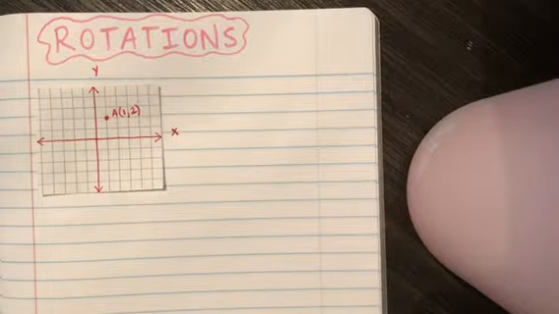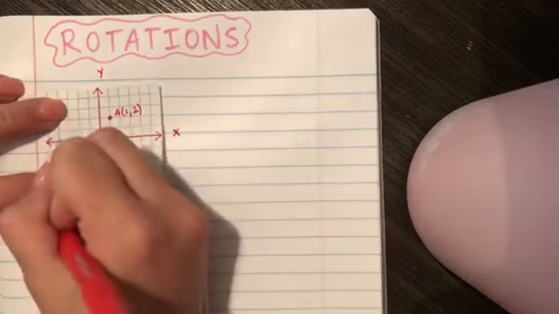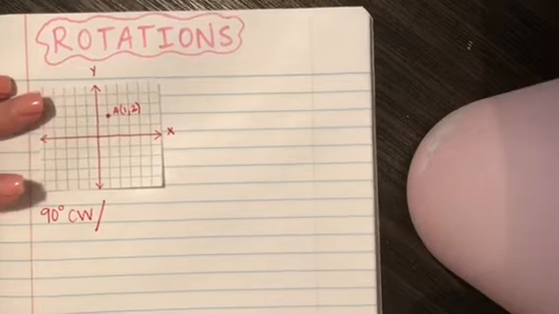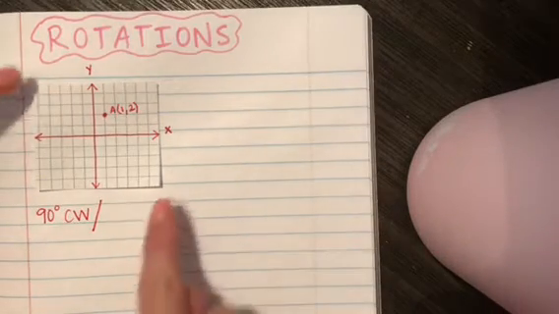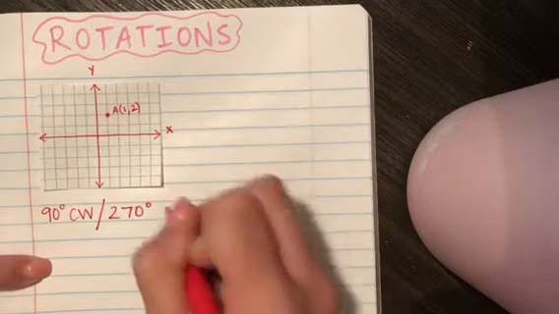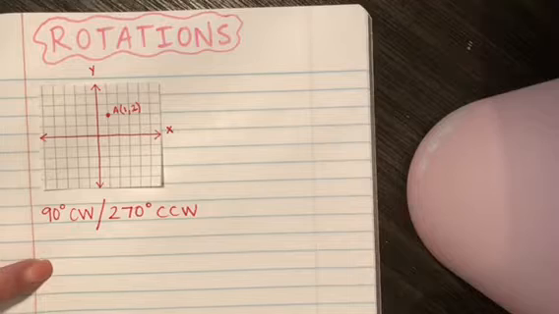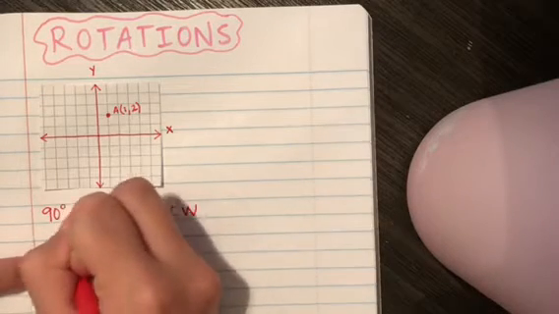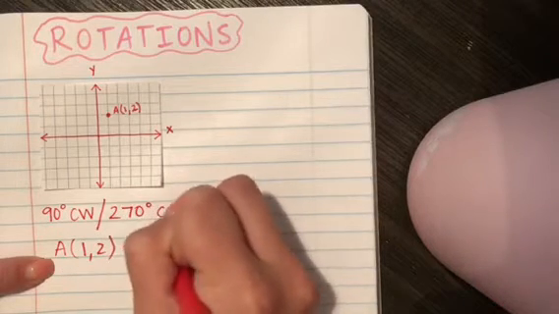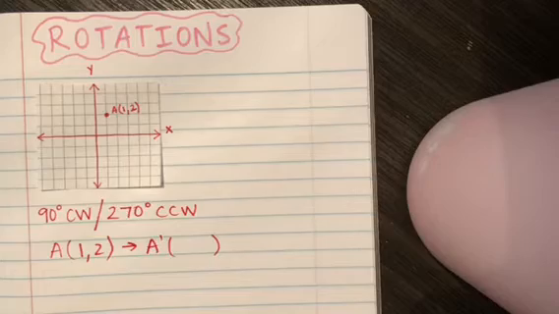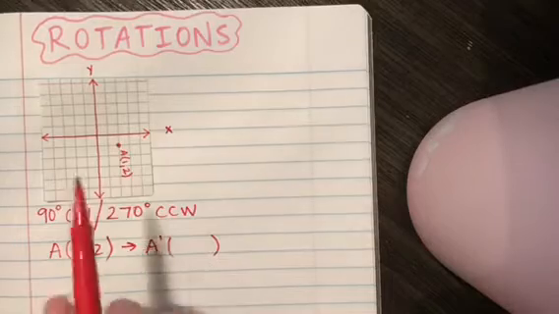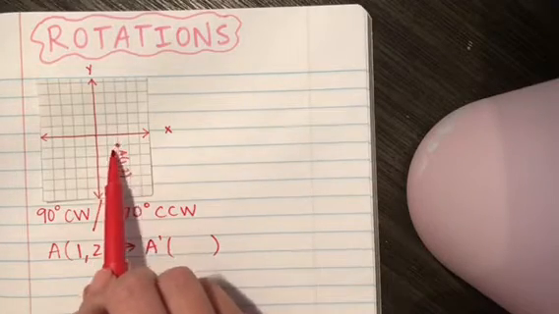So let's just start with experimenting with this point right here. 90 degrees clockwise, that's the same thing as how many degrees counterclockwise if we were to go in the other direction? That's going to be 270 degrees counterclockwise. All right, so let's talk about A. A is sitting at 1, 2. What we're going to figure out is what is A prime once we rotate this 90 degrees clockwise. So if we swap the X and Y axis, now A is sitting at 2, -1.